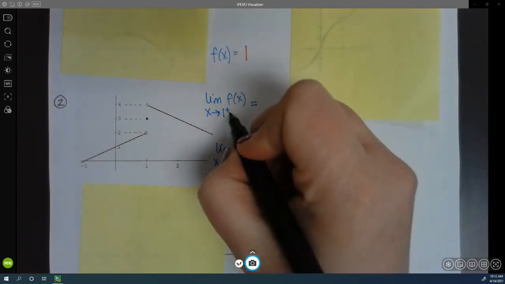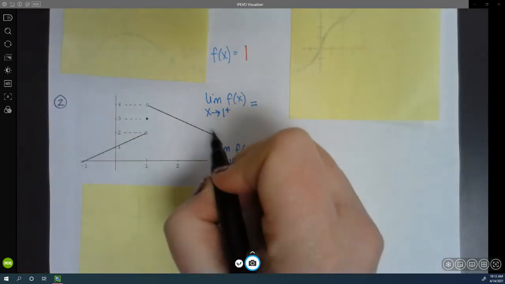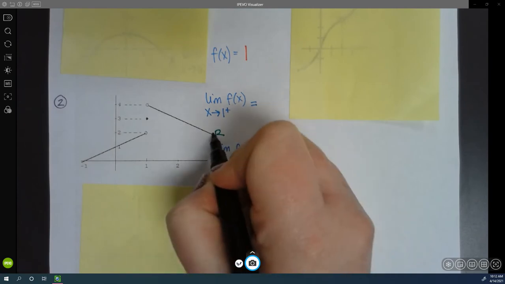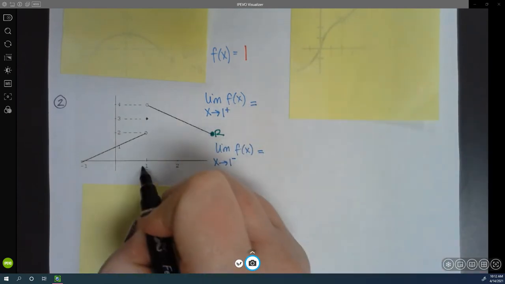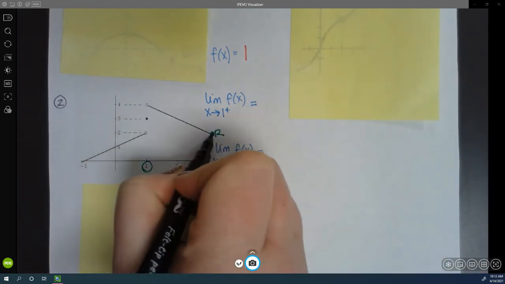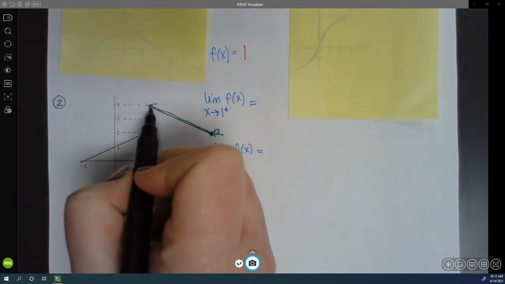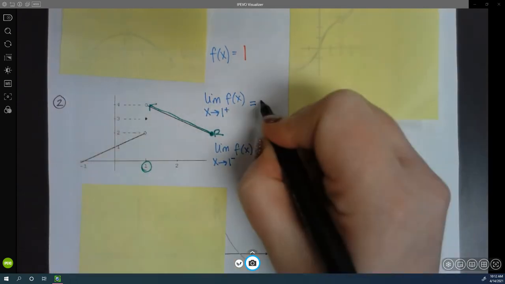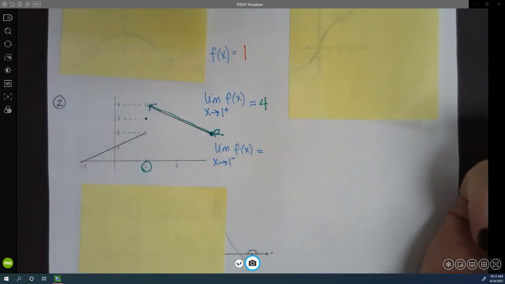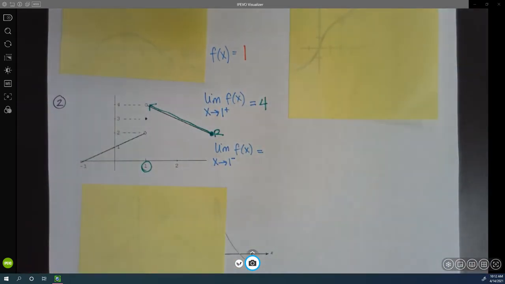So notice that the positive in the exponent tells me I'm going to go from the right-hand side. I'm going to jump on that function, and I'm going to stop at positive 1 on the x-axis. So I'm going to follow this function, and when I stop, I'm getting closer and closer to 4 on the y-axis. The answer is 4. Now I'm going to do the one below it.